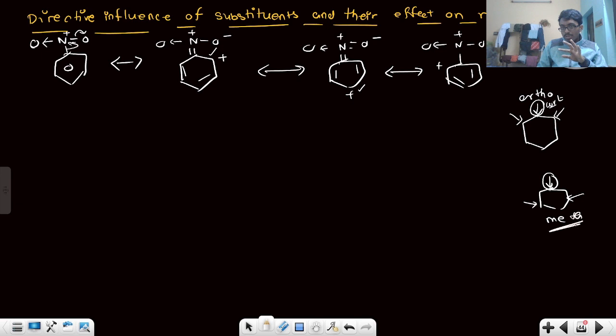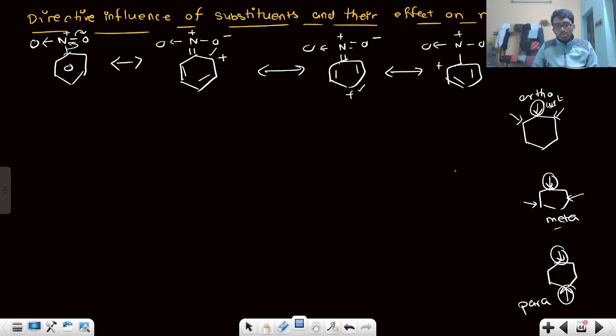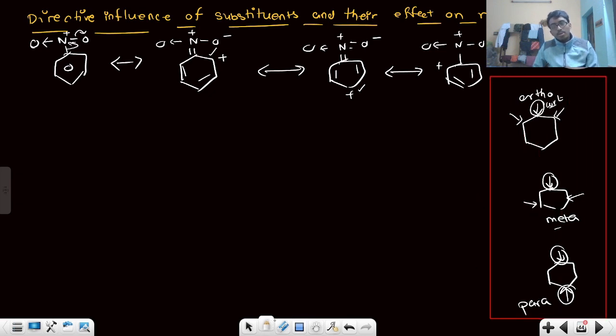These two are meta position. Okay, and with respect to this, this position is para position. Clear? So please, ortho, meta, para you have to remember now, because many a times you will need it. Ortho is 1, 2 position, this is 1, 3 position, that is 1, 4 position. So plus charge comes in ortho position, plus charge comes in para position, meta position, plus charge does not come.